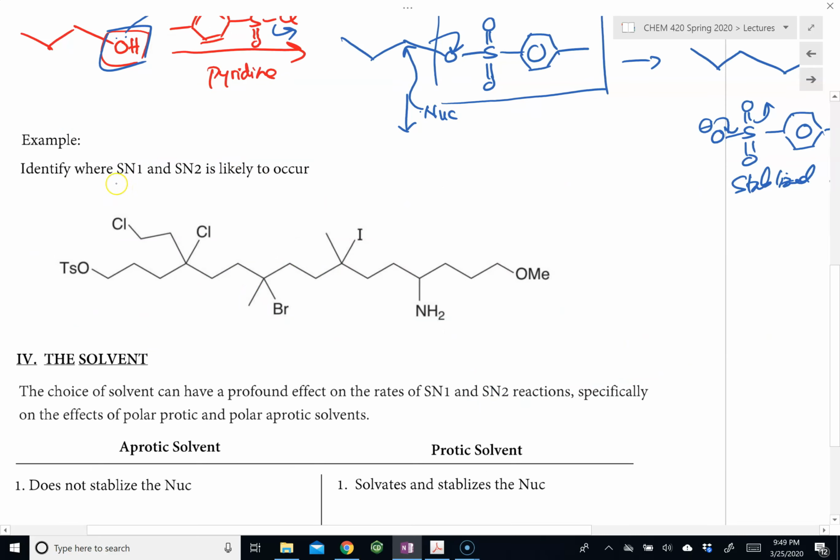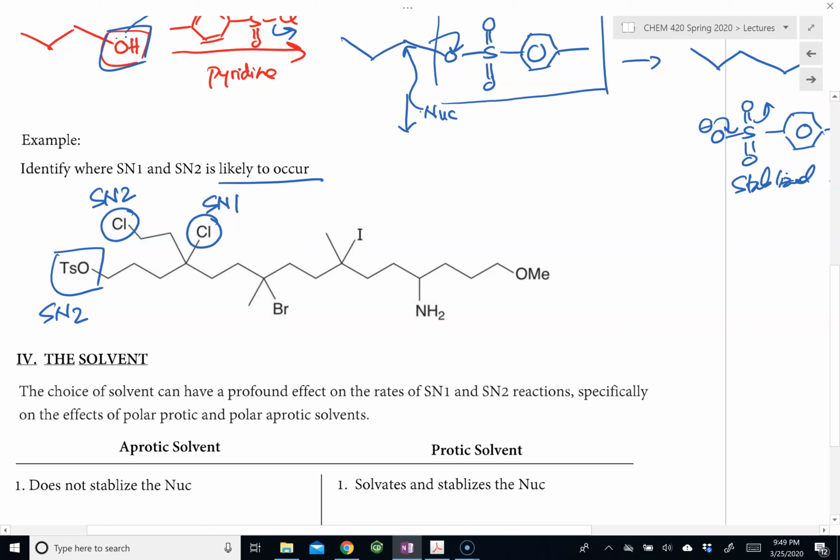Identify whether SN1 or SN2 mechanism is likely to occur with each of these following groups. So here in this case, this is the tosylate group. So tosylate group is a good leaving group. Therefore, it will then favor the SN2 mechanism. And here in this case, the chlorine is also a good leaving group. So we will see it can undergo SN2 mechanism as well. And here in this case right here, this is a good leaving group. However, it will then favor the SN1 mechanism.